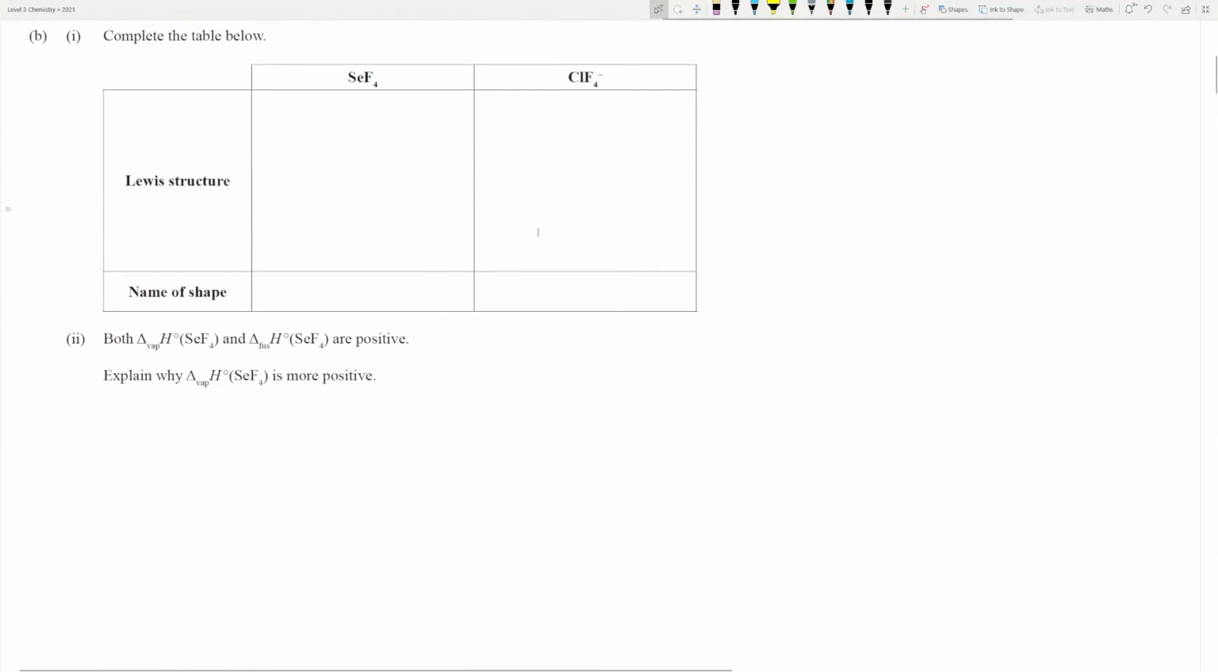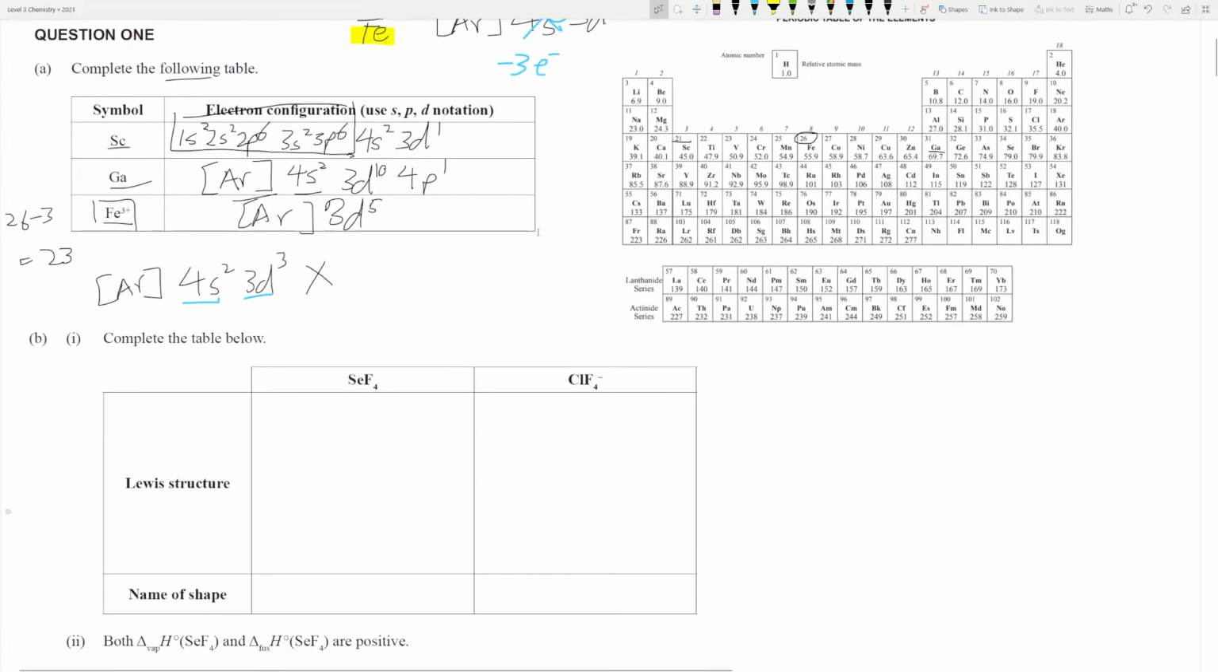All right, next one, Lewis structure. So same thing. So for SeF4 and ClF4-, for these Lewis diagrams, you need to look at the periodic table and actually look at how many electrons you're dealing with. For Se is over here, Cl is over here, F is over here. So you just add up the number of valence electrons that we're dealing with.